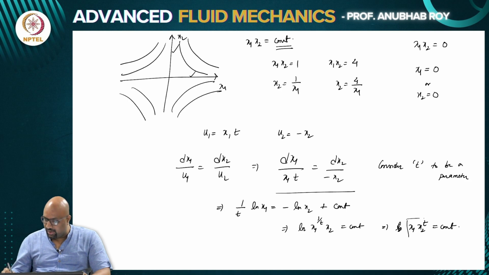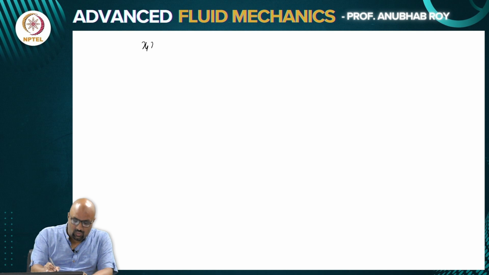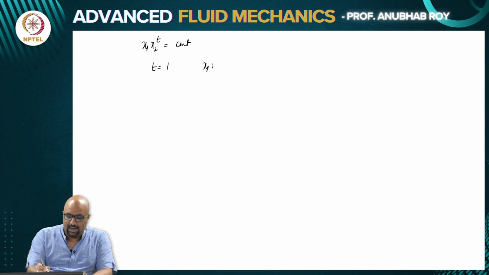So this now gives me the equation of my streamlines, and as you can see, x1 x2 to the power t is equal to constant. For t equals 1, I get rectangular hyperbolas.